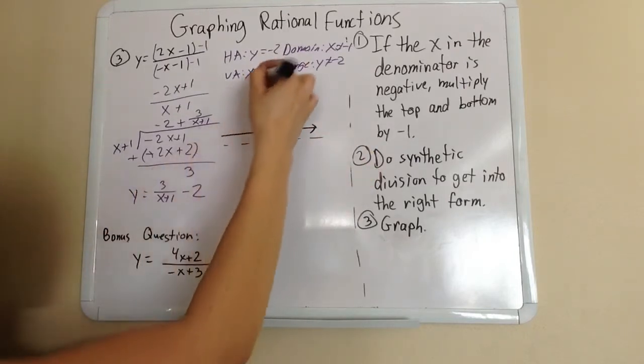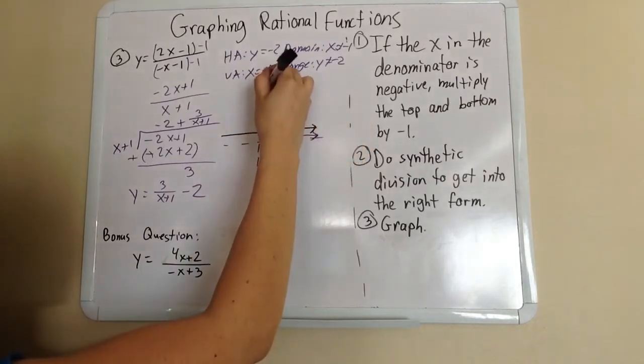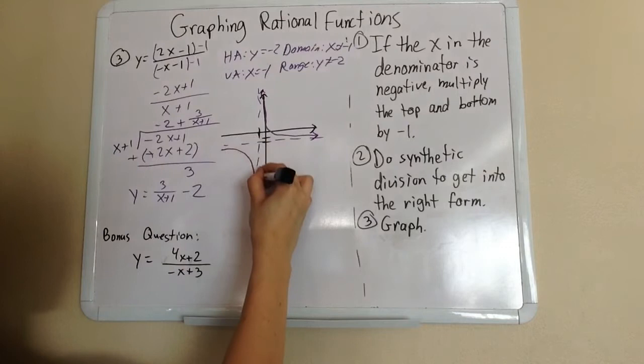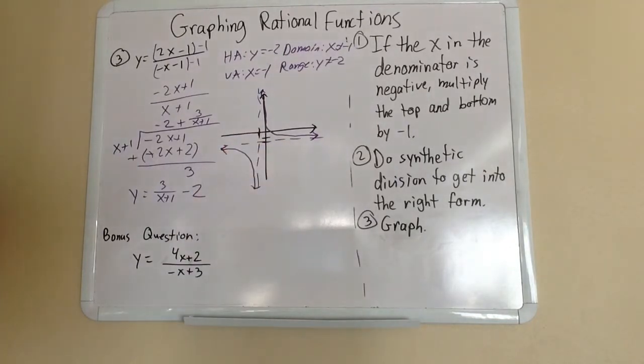It's positive, so it's in the normal place still, just like that, and up, and like that, and over. Okay, and so that was the last example that I'm going to show you.